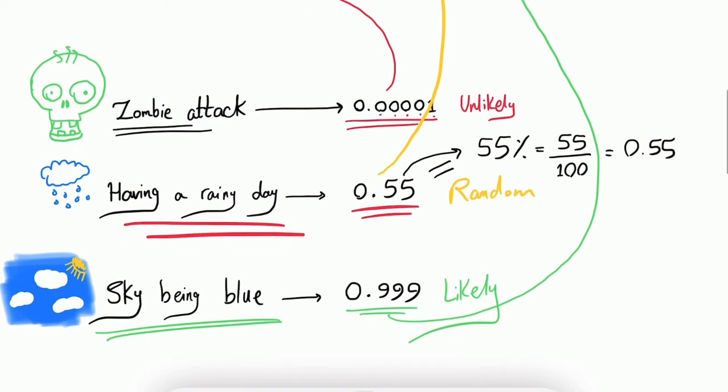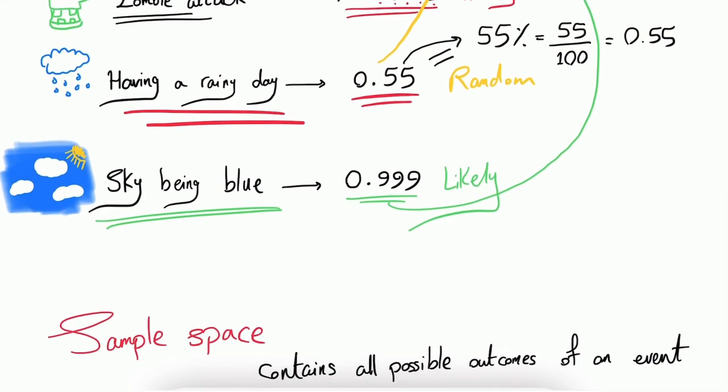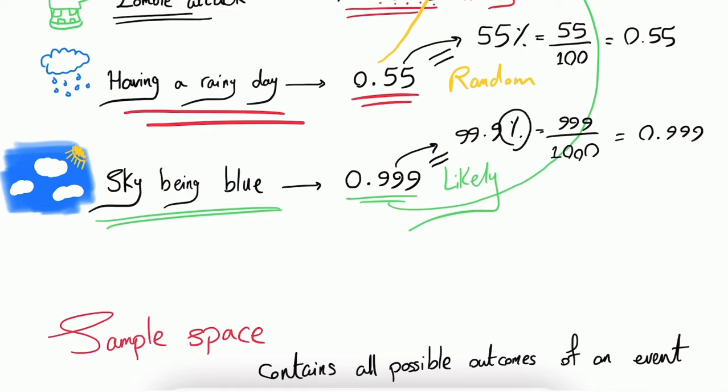Or, again, someone can tell you that the probability of the sky being blue is 99.9%. And again, these two are the same because 99.9% equals 999 divided by 1,000, which again equals 0.999. So note that the probability may sometimes be reported using a percentage instead of simply giving us the number.